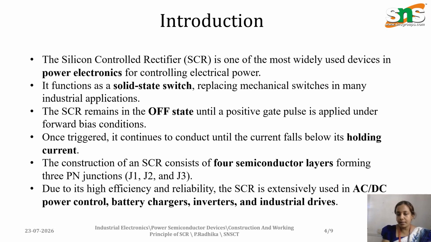There are four layers in it. Two P layers are there. Two N layers are there. As I mentioned already, P layers have many holes in them. N layers have a maximum of electrons in them. All the four layers are connected to the three terminals: the anode, cathode, and the gate terminal.